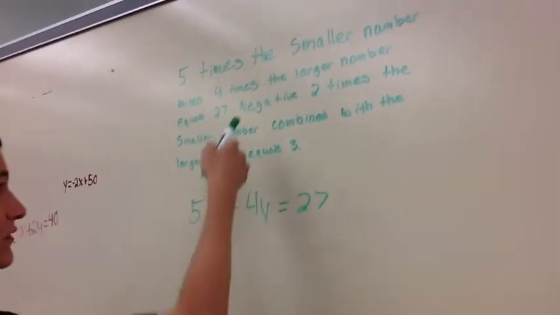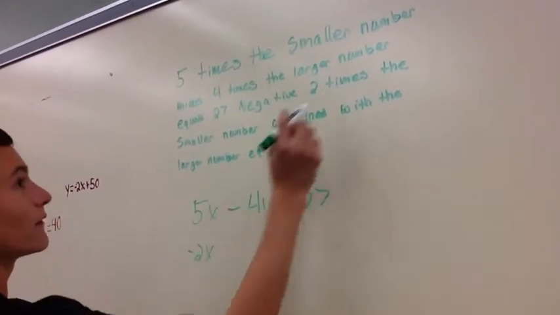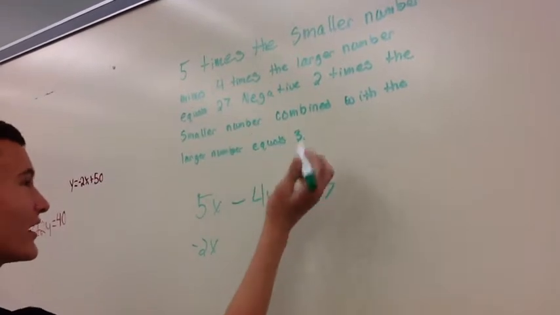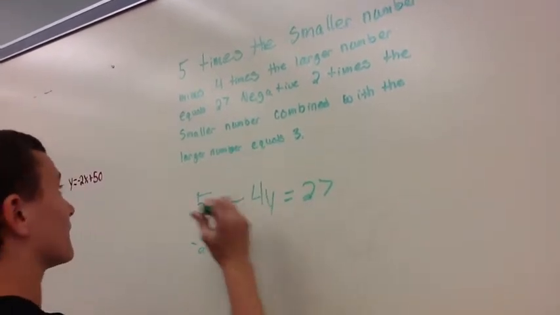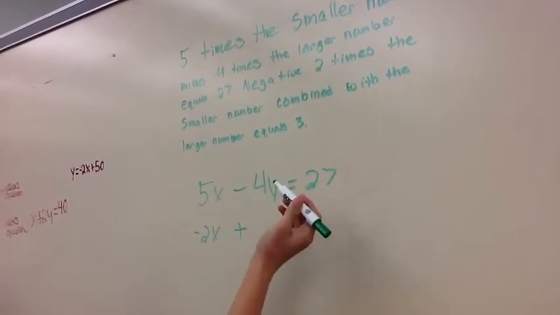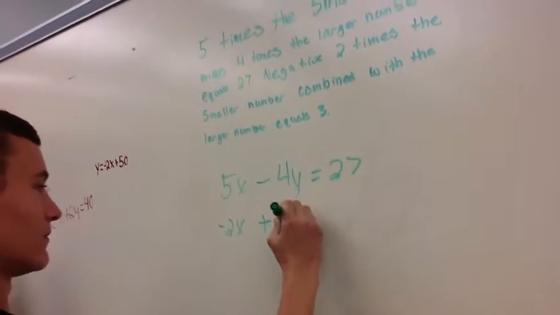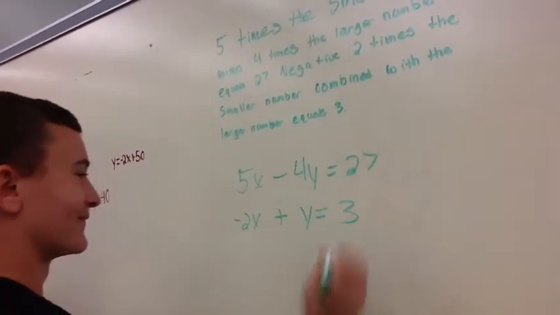The other equation: negative 2 times the smaller number combined, so that means plus. Add the larger number equals 3. Plus y. Those are your two equations.